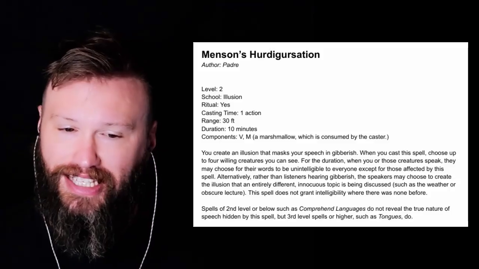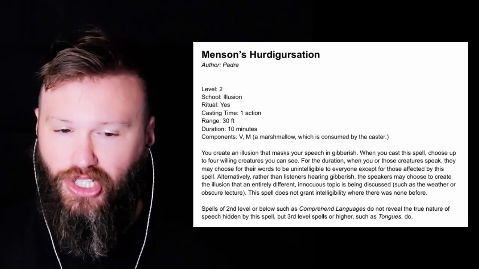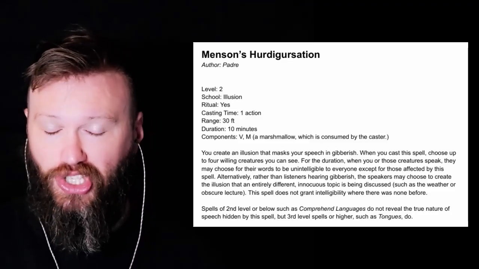The spell does not grant intelligibility where there was none before. Spells of 2nd level or below, such as comprehend languages, do not reveal the true nature of speech hidden by the spell, but 3rd level spells or higher, such as tongues, do.